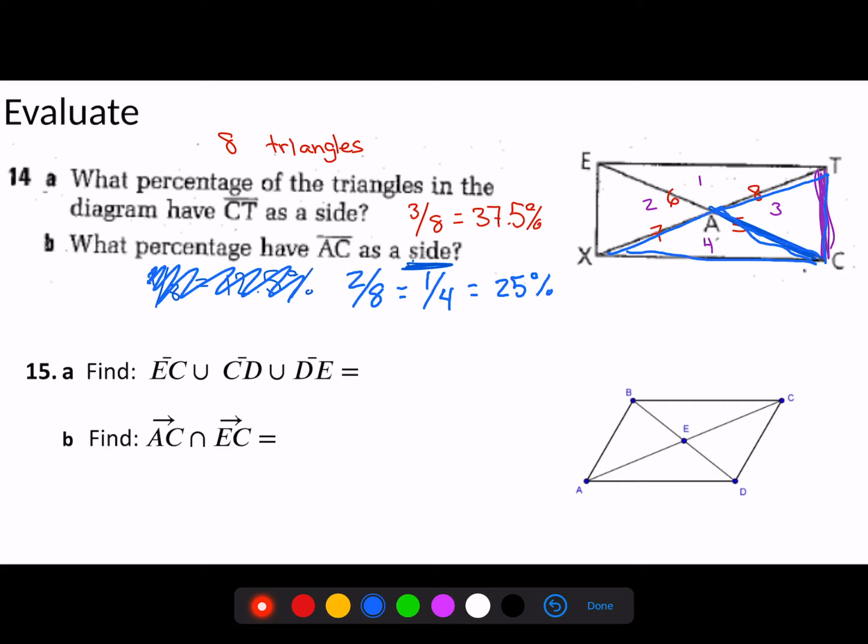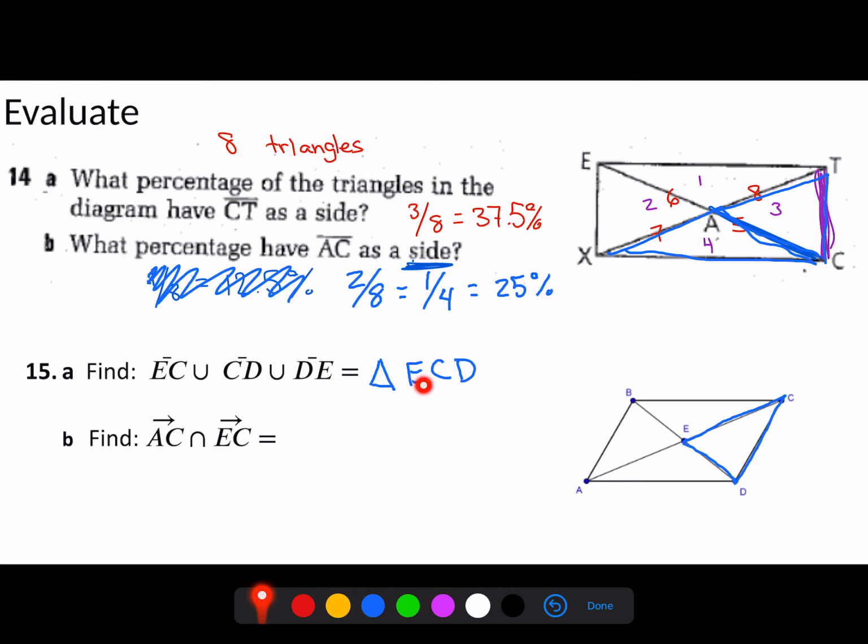All right, next up, find the union of segment EC, CD, and DE. So we're finding the union, we're creating something out of 3 segments. Think back. What is the union of 3 segments? Well, by definition, that's a triangle. So creating a triangle here, we have triangle ECD. So if I look at this, we have EC, union CD, union DE. It creates a nice triangle for us, triangle ECD.